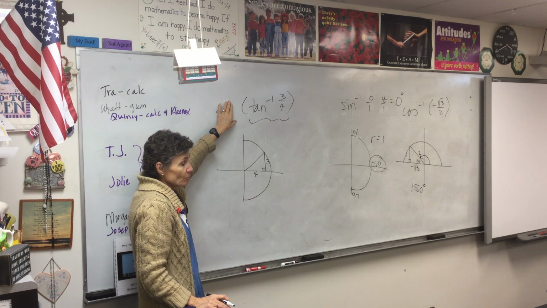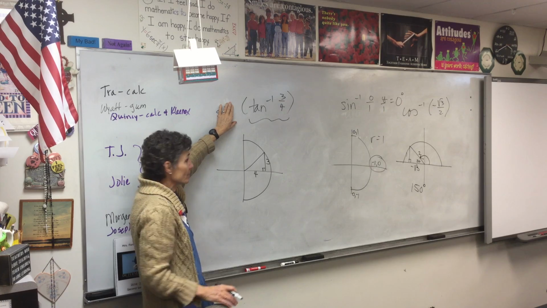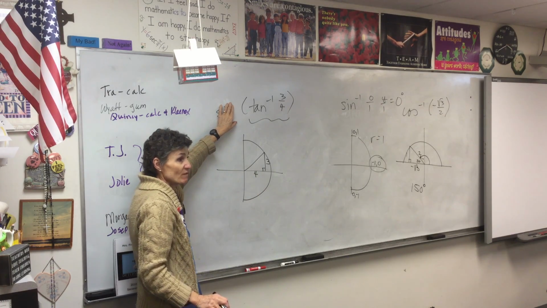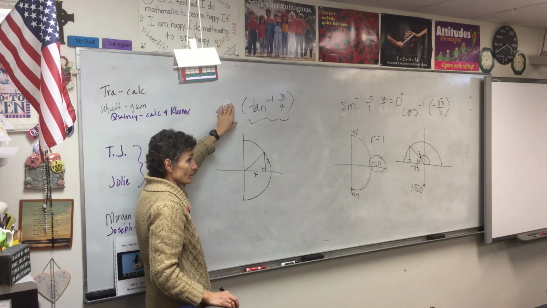Now, this is not 30, 60, 90, or 45, 45, 90. Would you agree? But I can use the Pythagorean theorem to find that third side. We've done that many times. So what's that third side going to be? 5.